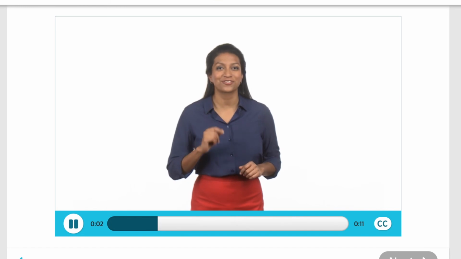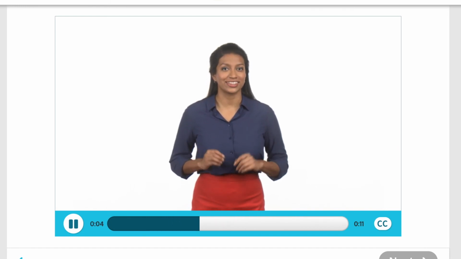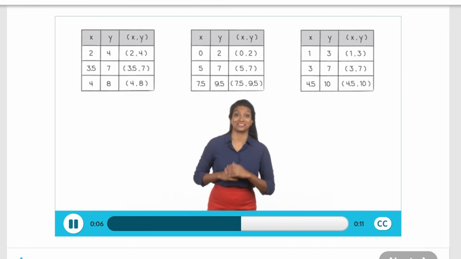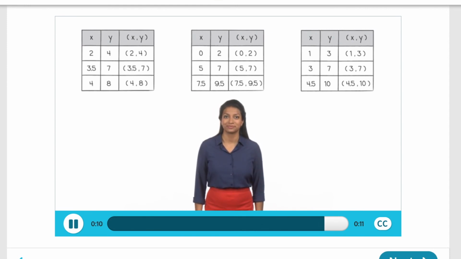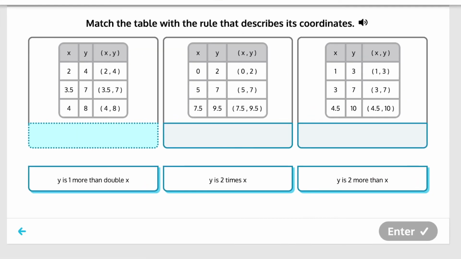Let's wrap up with some different codes to crack. Take a look at these tables. Which rule describes the coordinates in each table? Go ahead and pause the video. You can work with a partner. Take a screenshot of this page if you need to, and then I want you to match the table with the rule that describes its coordinates.